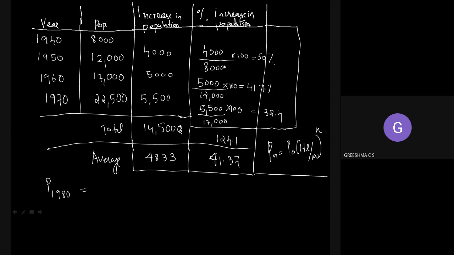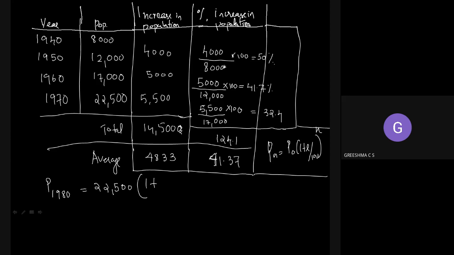So here Pn is the projected population, the projected population after particular decades. You are asked to find out the population for the year 1980. The last known population is in the year 1970, and that is 22,500, into 1 plus R.